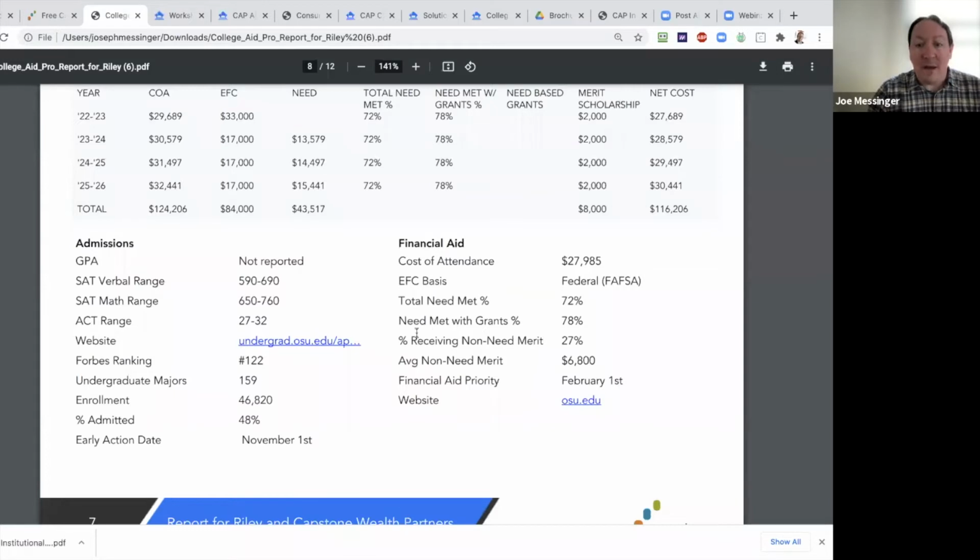One of the things that we've had to rework within the College Aid Pro system is schools calling themselves test optional or test blind, right? So we're working hard behind the scenes as we go into our projections for next year to really iterate on our platform for those. So we're showing the cost, what the EFC is, really what their business model is. It'll say things in here like, 27% of students at Ohio State got some form of non-need merit scholarship, and the average was $6,800.